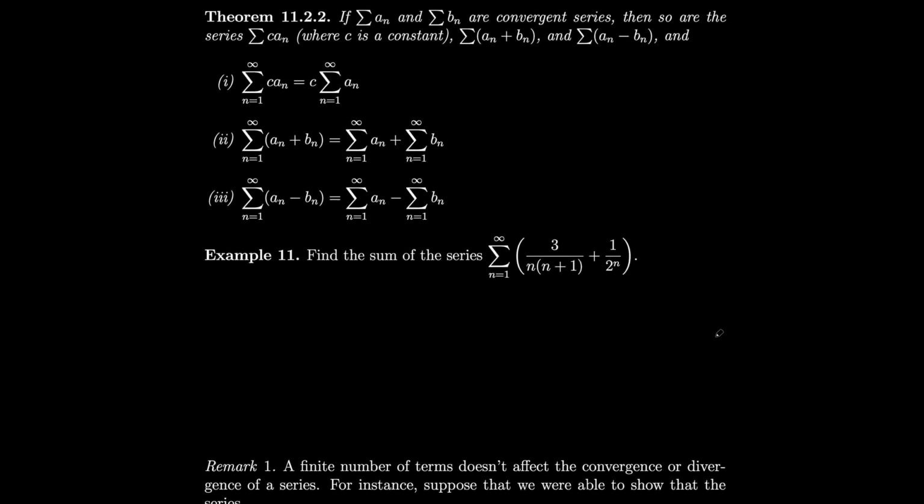So we just have a few properties of series now. If we have two convergent series, then the series where we multiply by a constant is also convergent. So are the sums, and so are the differences. So what we can do is we can pull out that constant, if it's there, because the series doesn't depend on it, so our limit of partial sums doesn't depend on it. There's no n in that constant.